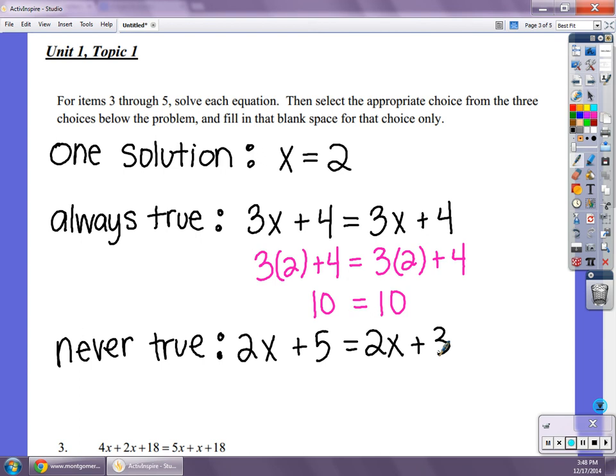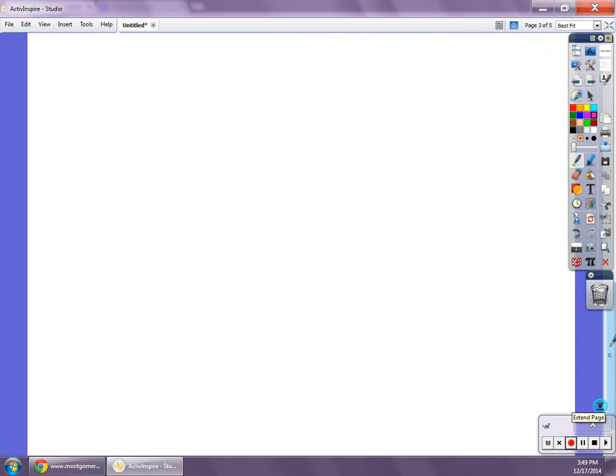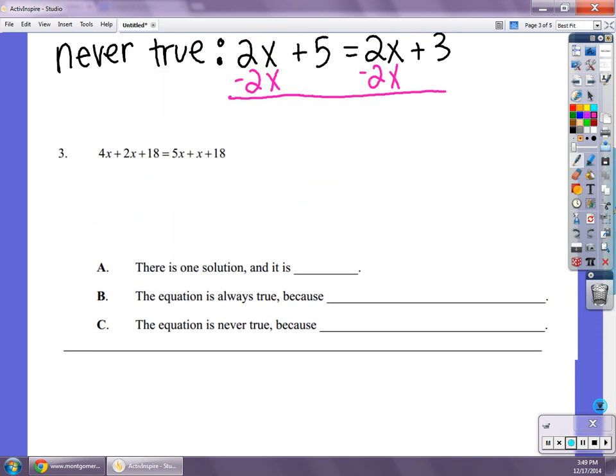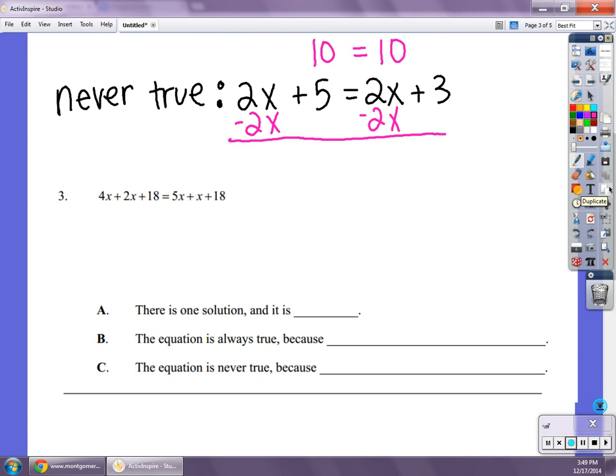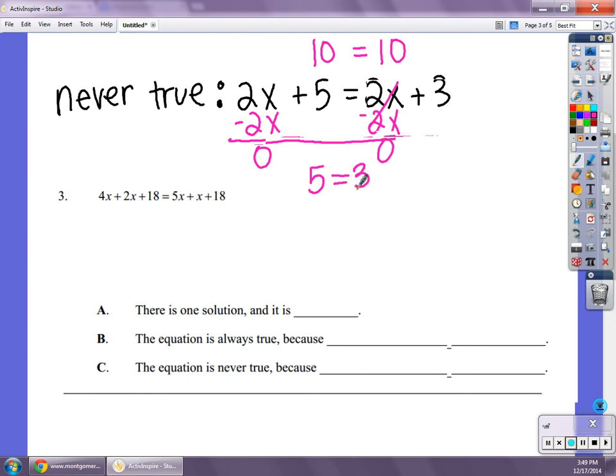So what happens if I try to solve this? I know that I need to bring my variables to one side, my numbers to the other. So I'm going to start by taking 2x to the left. It's a positive 2x, so I'm going to subtract that value using the subtraction property of equality to each side of my equation. Oops, my screen jumped there. Give me a second. And hopefully what we'll see is we end up with 0 for each x term, and I'm left with 5 equals 3. Well, we know that 5 does not, in fact, equal 3. Therefore, we would say that this equation is never true.